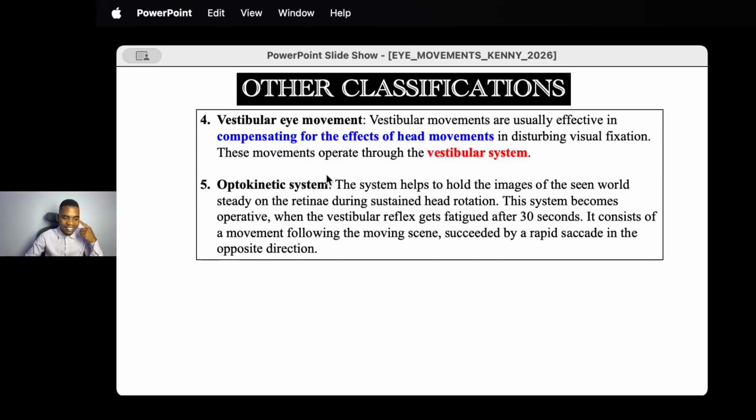Okay, back to the discussion. Vestibular eye movement is when your eyes are moving to compensate for the movement made by the head, so as to keep the object of interest focused on the retina. Remember, why are eyes moving? The eyes are moving so as to keep the object of interest on the fovea centralis. So when your head is moving, trying to disturb the focus on the retina, the eyes move in the opposite direction so as to compensate for that movement made by the head.